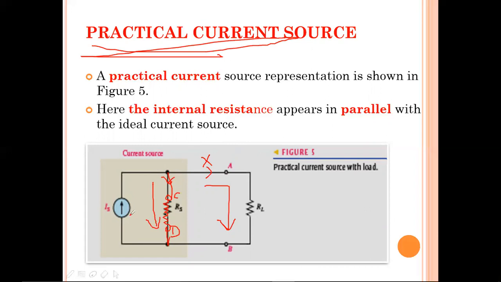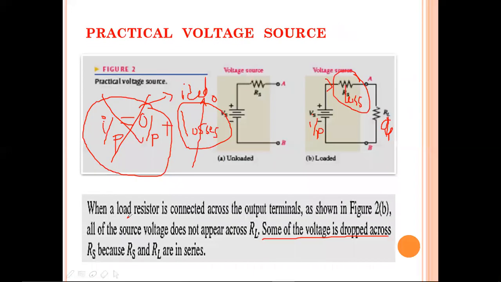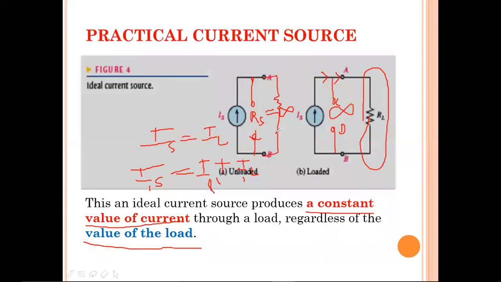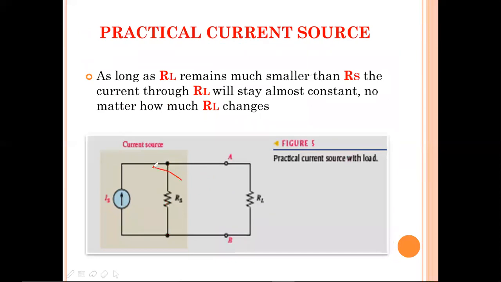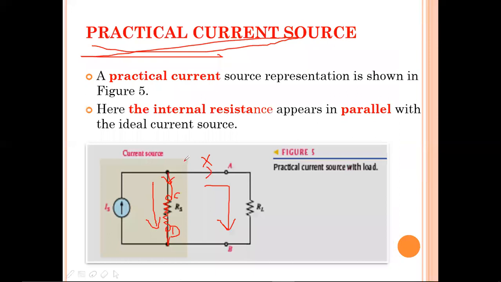So you should remember two important points. For the ideal voltage source, the resistance is always in series with the voltage source. This point is very important. Please note it down. For a non-ideal or practical voltage source, the resistance is always in series with the voltage source. If you take a non-ideal or practical current source, the resistance is always parallel to the current source. So these two points are important, right?